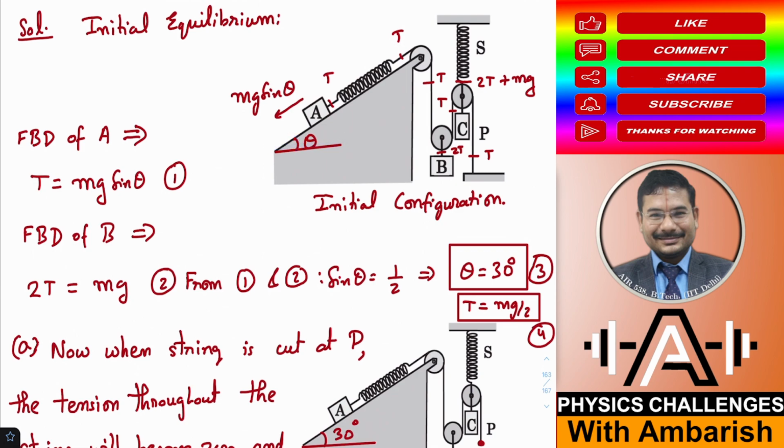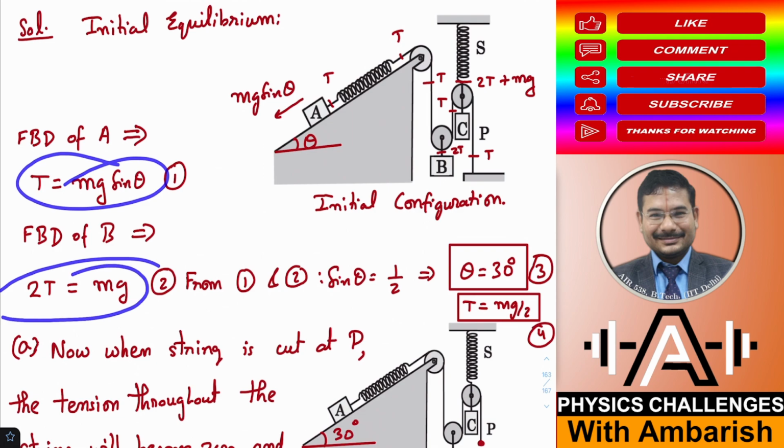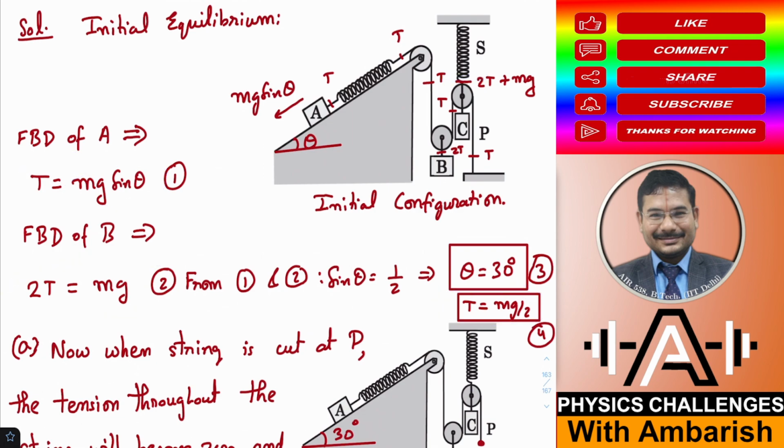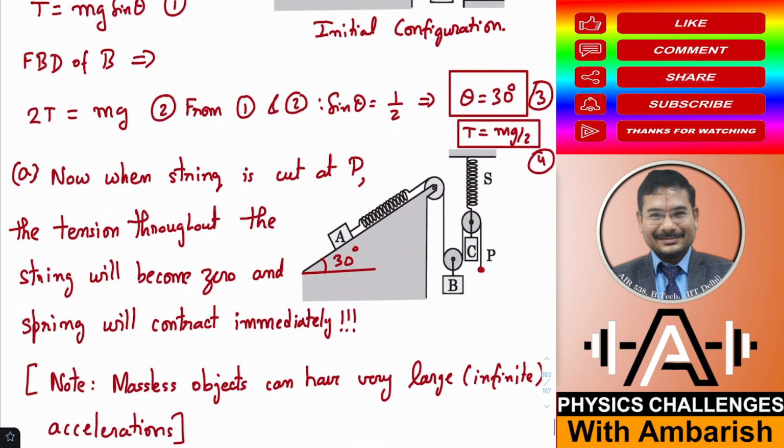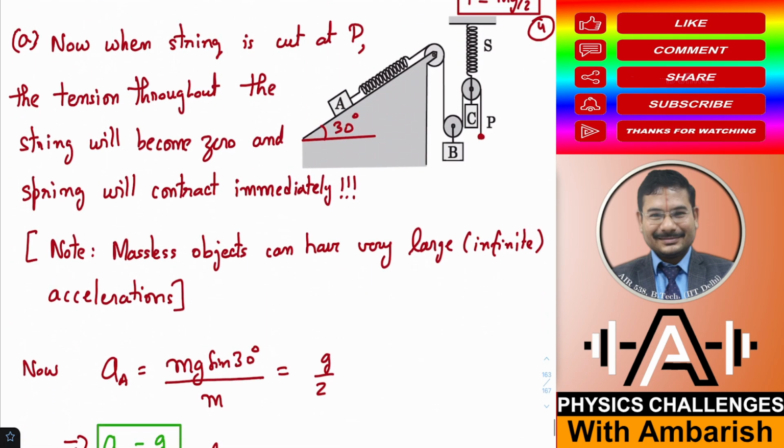Also, if you solve for tension, the tension comes out to be mg by 2. So this tension is mg by 2. T is mg by 2. So obviously this tension will be mg plus mg, so this tension will become 2 mg, right? So now coming to part A. We have worked out the initial things. Now we can think about what happens when the string is cut at point P.